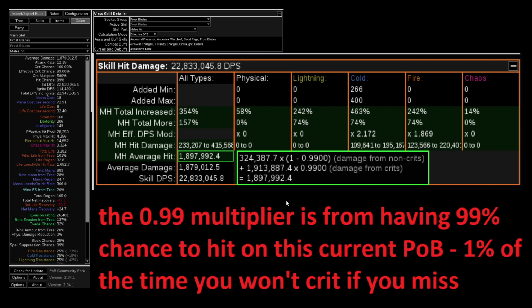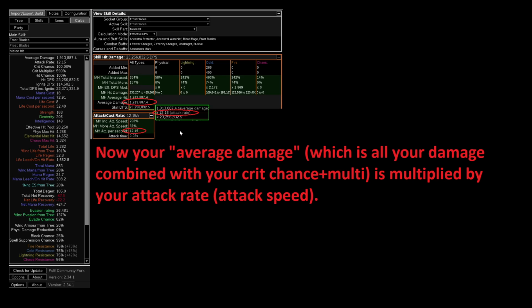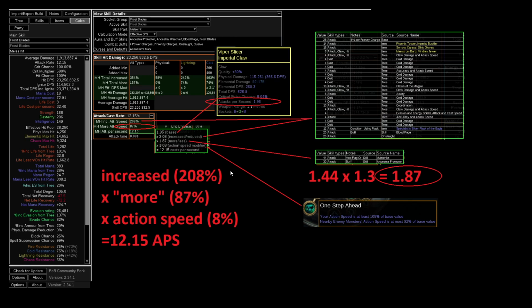So now you have your average damage, okay, which is your combined cold and fire damage and any other type of damage you have, combined with your crit chance and your crit multi, okay? And now this average damage gets multiplied by your attack speed, your attacks per second, which is right here. So average damage times attack rate. Okay. Now your attack speed has increased and more multipliers just like your damage does. And it also has action speed multipliers too, if you have those.